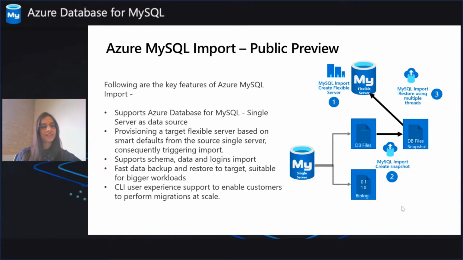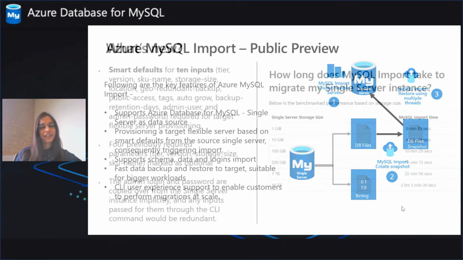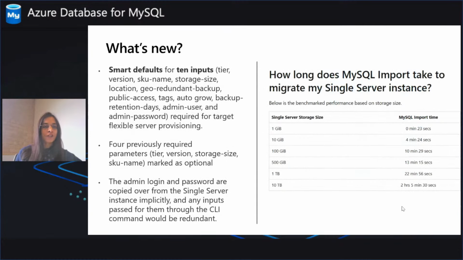And we've launched this as a CLI user experience so that it supports any point-to-point migration as well as any at-scale migrations. Next, let's take a look at what's new here. So we've launched smart defaults for 10 inputs.